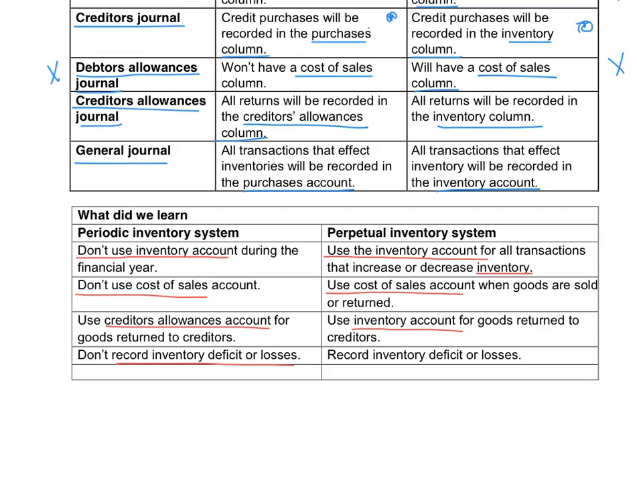In the perpetual system, you will record any inventory deficits or losses, whether it is because there's a write down to net realizable value, losses as a result of fire or burglary, or losses of inventory where you don't know how the things disappeared. Any losses will be recorded in the perpetual inventory system.